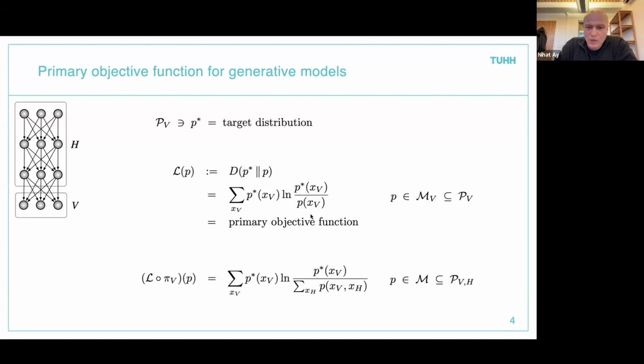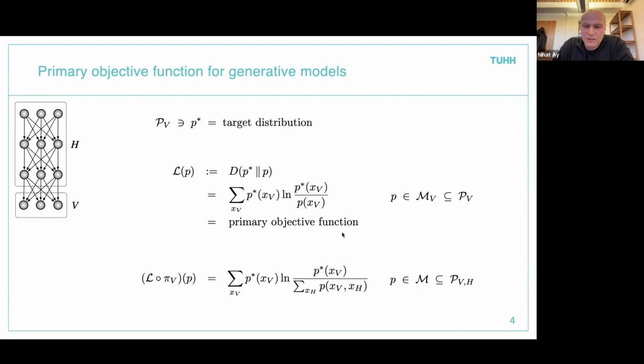But there's some ambiguity here. So we could consider P, as I said, as an element of MV, but as I described before, the set MV is coming from a model M in the full space. So we could rewrite this P of XV into this sum here, which basically interprets this PV, this P, as the marginal of a global probability distribution P.